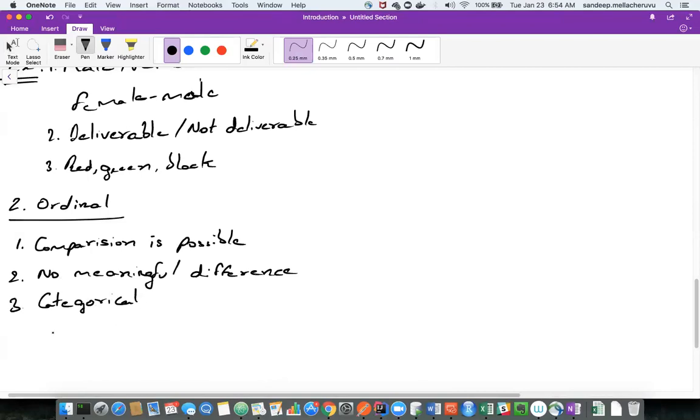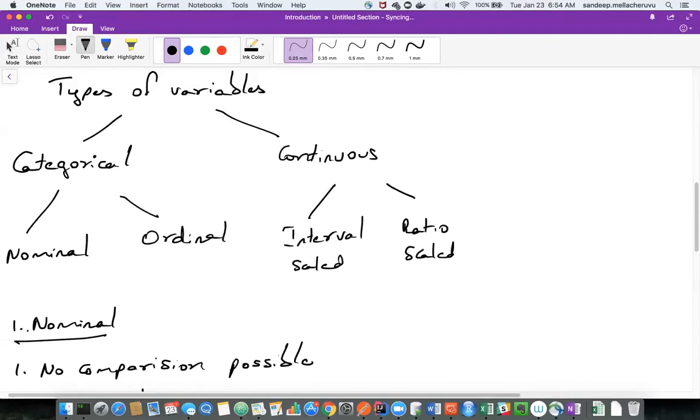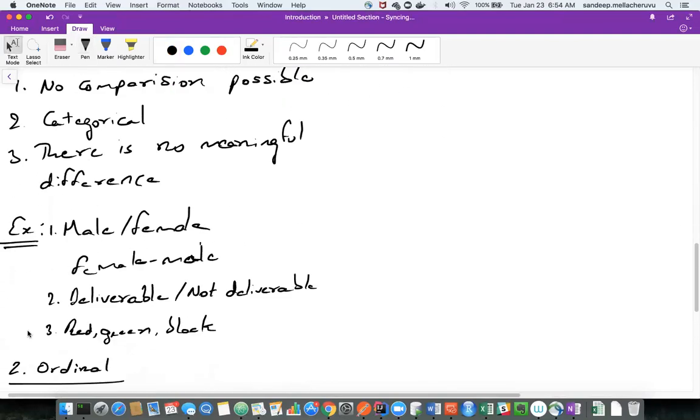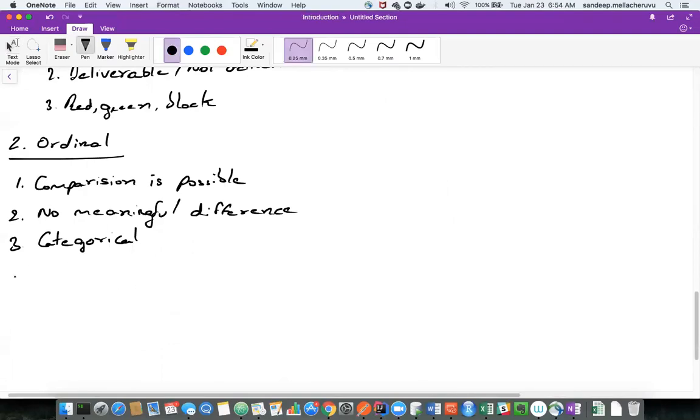Now let's go back. Can anyone try to give an example for this based on these features? So I'm saying that comparison is possible, but difference is not meaningful. Difference between any two values. Okay, that's fine. Is anyone there? Yeah, I'm here. Okay.